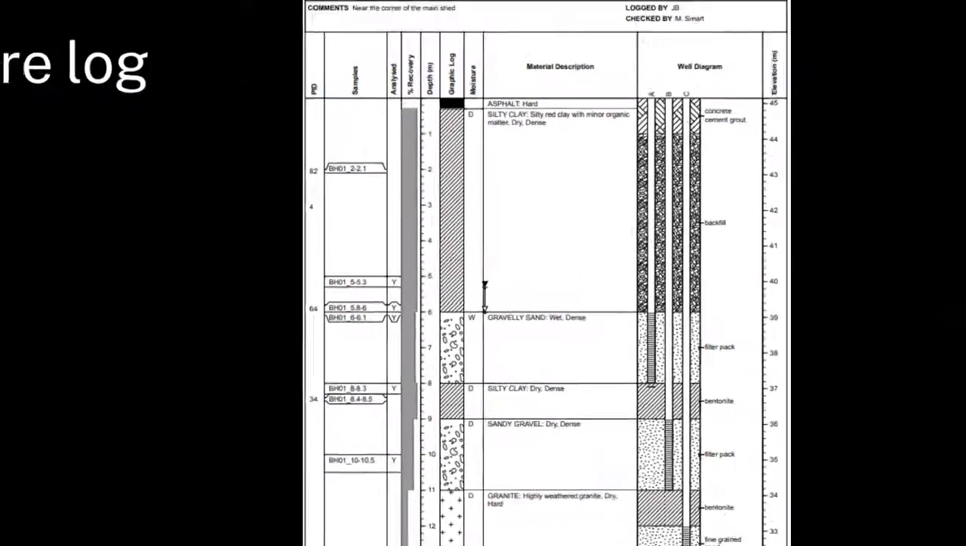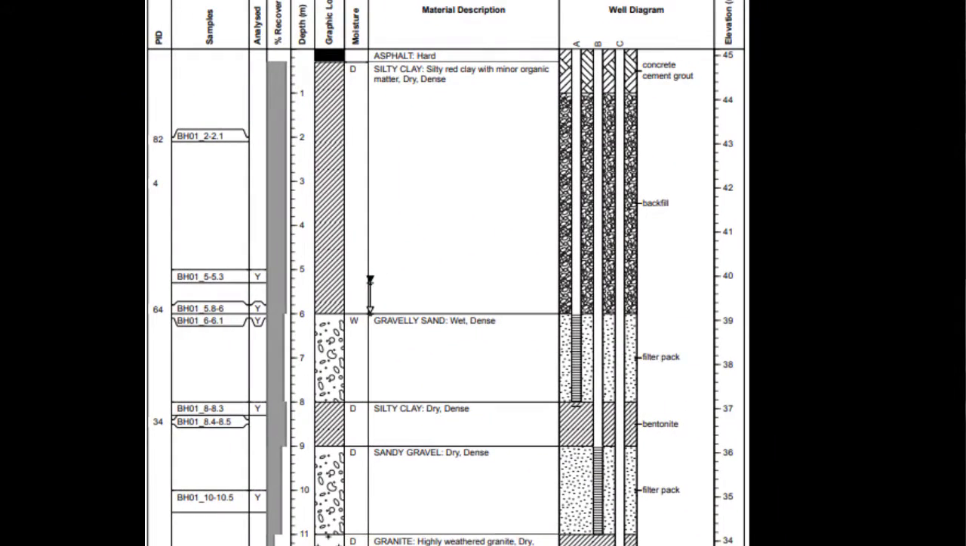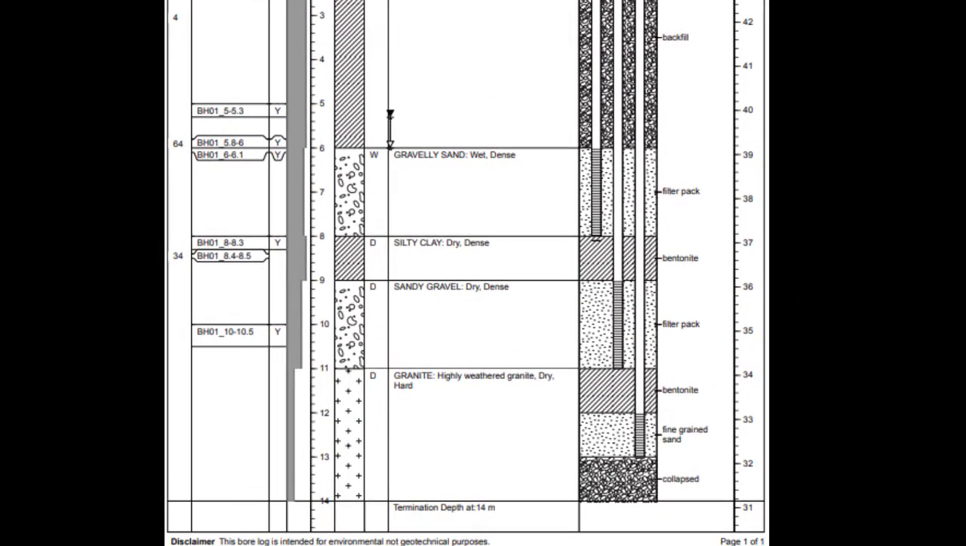So we basically describe the geology as we drill these wells to work out where these sand-rich layers are, where these clay-rich layers are, and then we can feed that information into a numerical model to try to figure out how water actually does move through these systems.